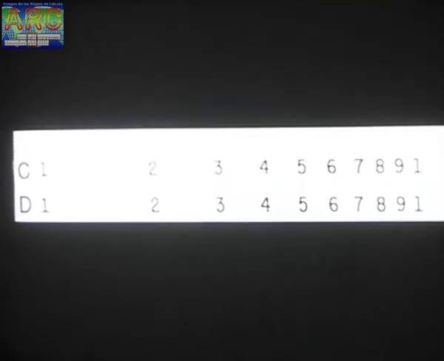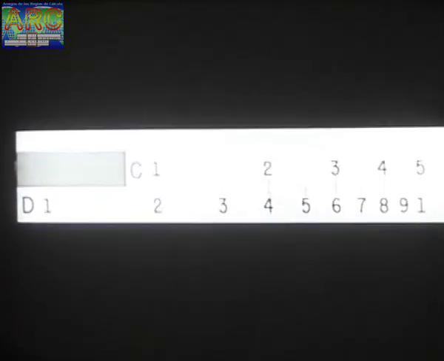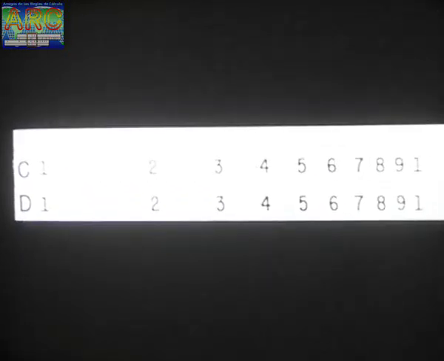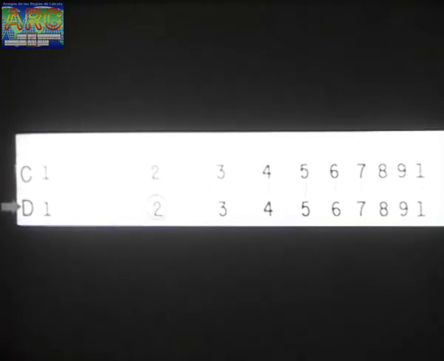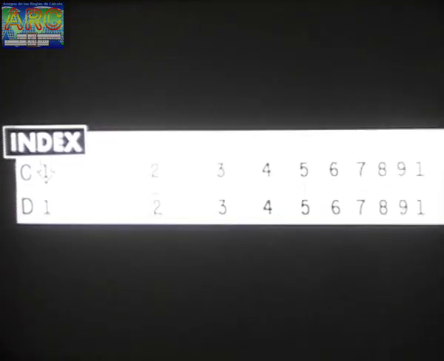First, 2 times 2. 2 times 2 equals 4. To multiply 2 times 2, first find 2 on the lower scale, the D scale. Next, set the index of the C scale opposite the 2. Then find 2 on the upper or C scale. Read the answer 4 directly opposite on the lower or D scale.